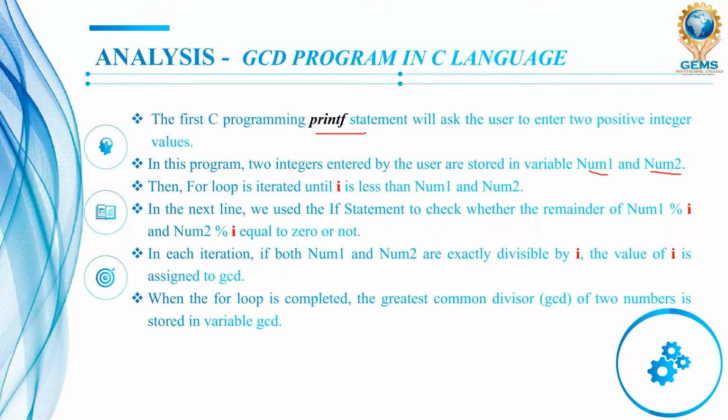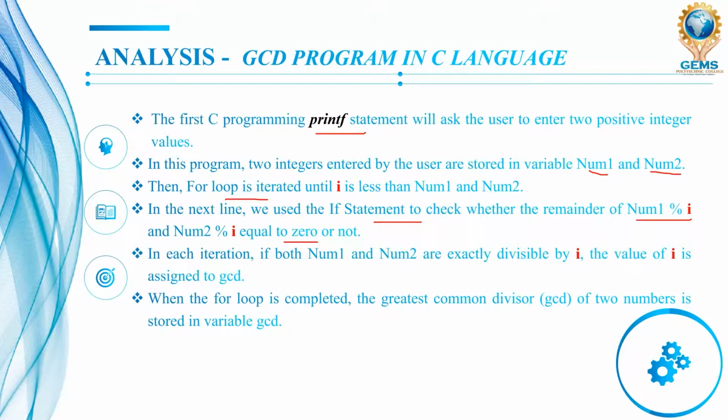Then we are using a for loop for the iteration, for checking the condition. So I is checked here. Now the fourth step, we are checking the modulus. That means we use an if statement to check whether num1 divided by I, and num2 also divided by I, leaves a remainder equal to 0. If so, then we can go ahead. So modulus means we are checking the factor value here.